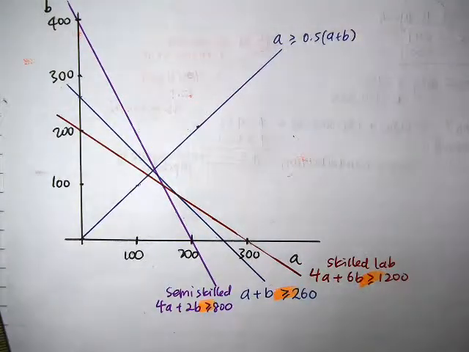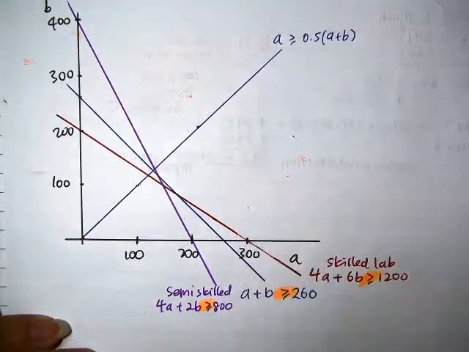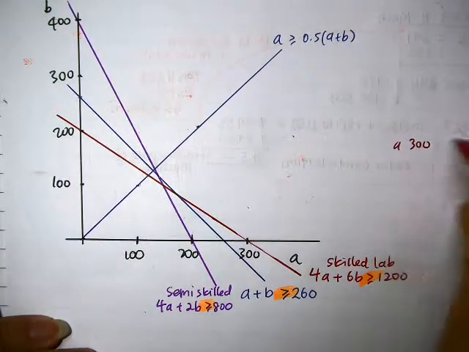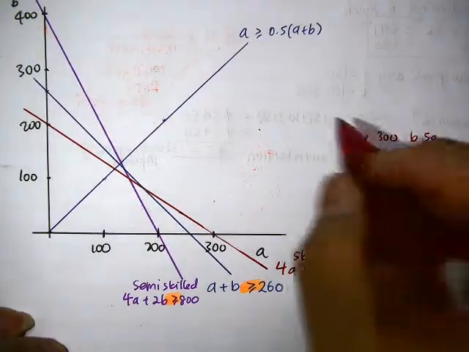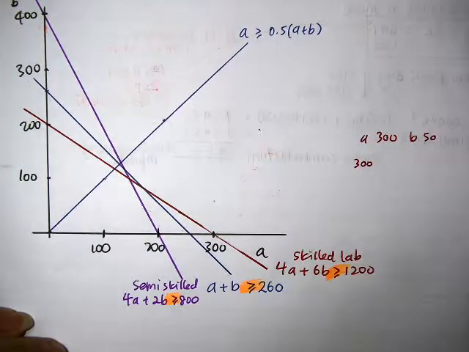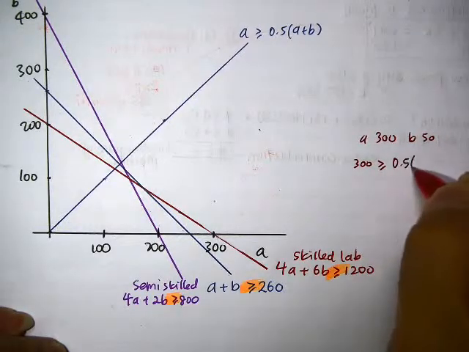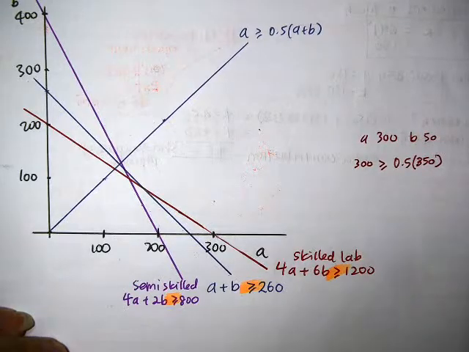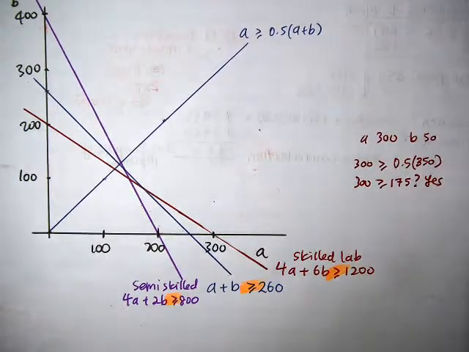That's why we say if you're not sure, we just test it out. So how do you test it out? Now if I take one of the values here, let's say I take this value, that A is 300, B is 50. Now A must be more than or equal to half of 350. Is 300 more than or equal to 175? Yes. So the answer is the region is at the bottom.